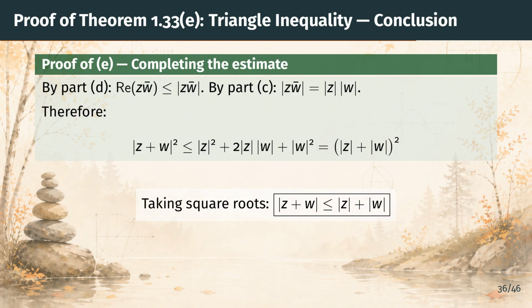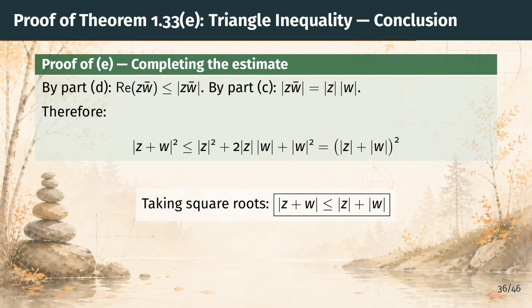Here is where the earlier results pay off. We chain two inequalities. Part D bounds the real part by the absolute value, and part C factors the absolute value of a product into a product of absolute values. Together, these turn the middle term into exactly what we need to complete the square on the right-hand side.